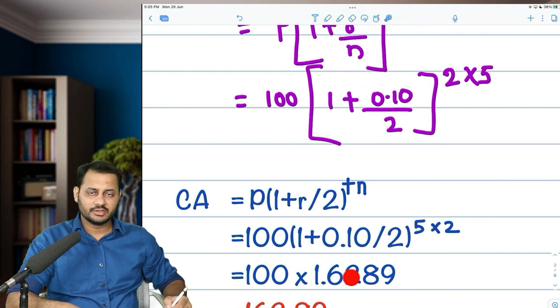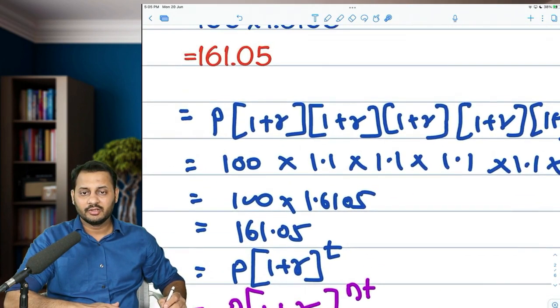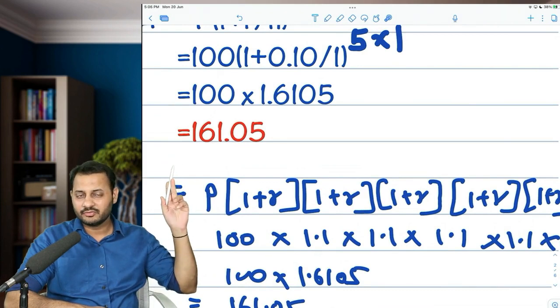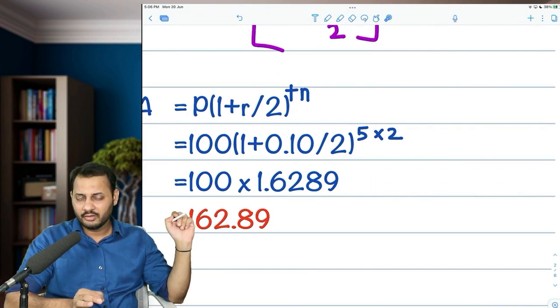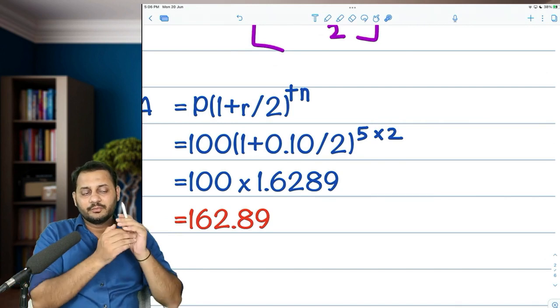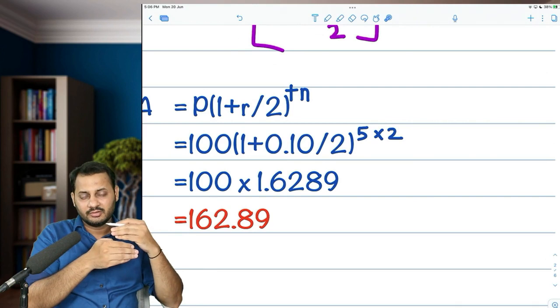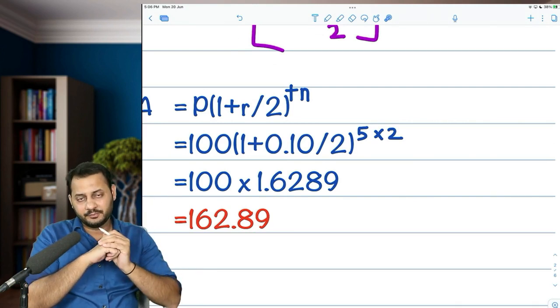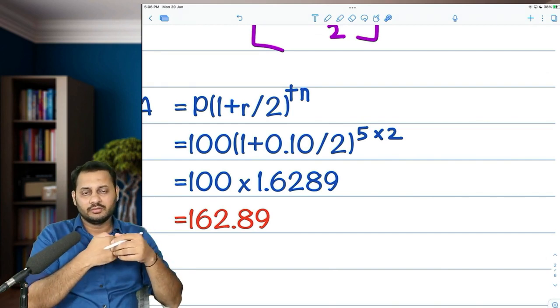So if you do this, you will receive more money than you were receiving in annual compounding. See, in annual compounding, you were getting 161.05 in 5 years. In semi-annual compounding, you are getting a little more in the same 5 years, 162.89, because your money is being compounded more times than it was in the previous part. If you do the compounding more often, your money gets increased.